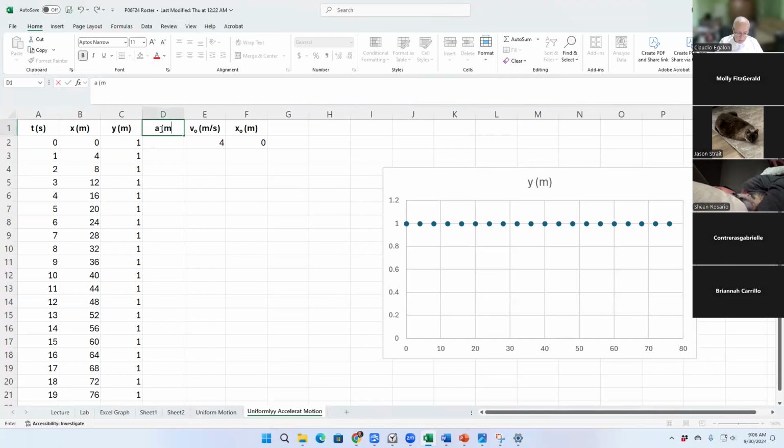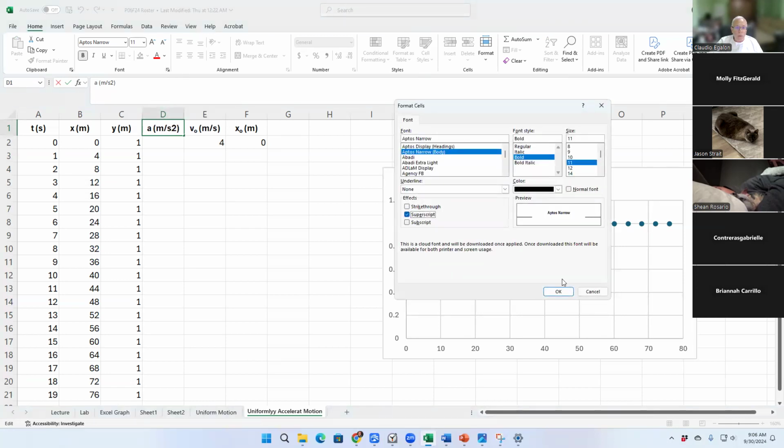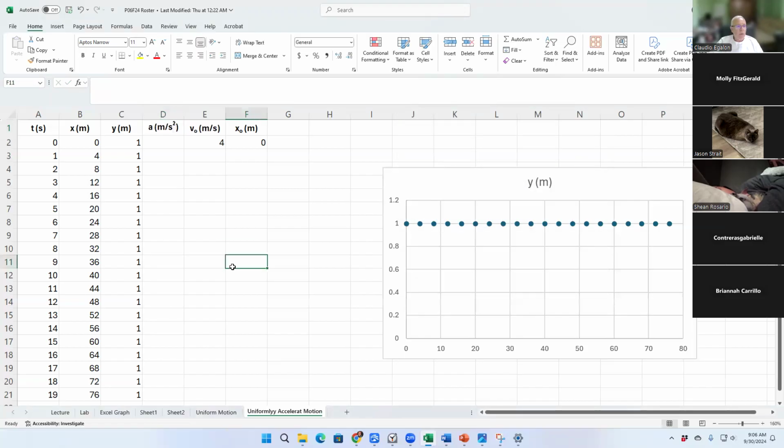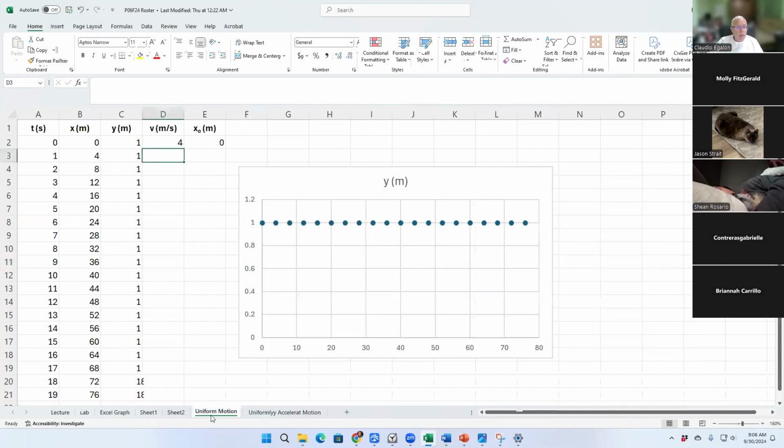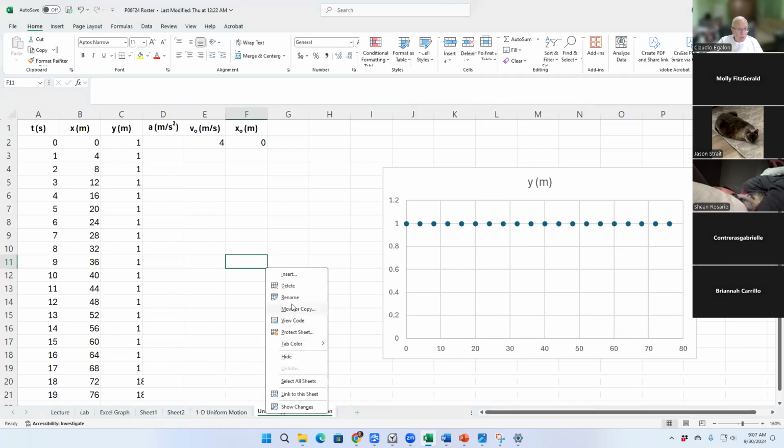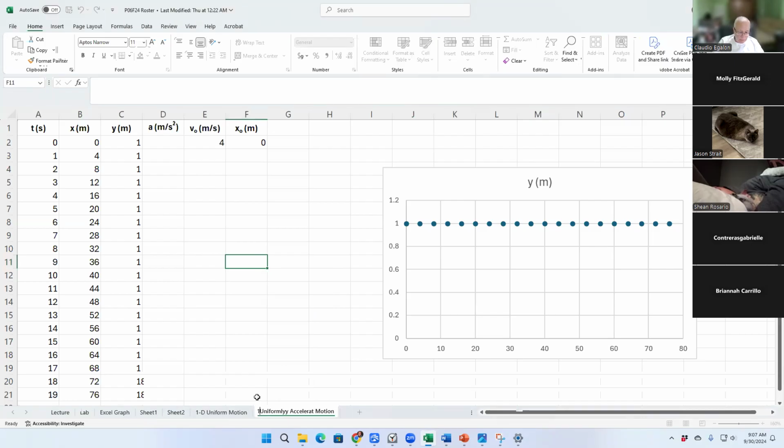a, in meters per second squared, with a superscript. Okay. And now we can use an acceleration, whatever value, it is still 1D, right? Let's put 1D uniform motion, 1D. Let's see if it lets me do that. Yeah, it let me do that. I can correct that: 1D accelerated motion.